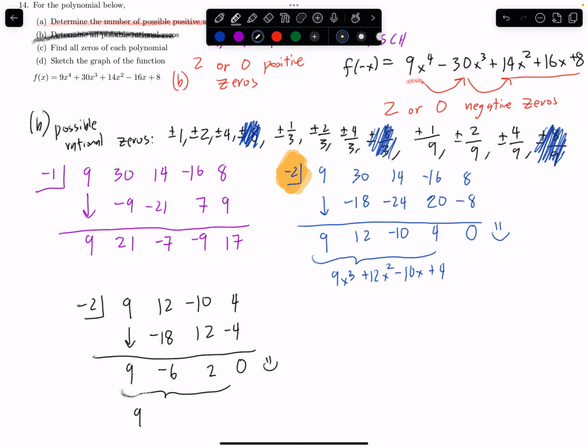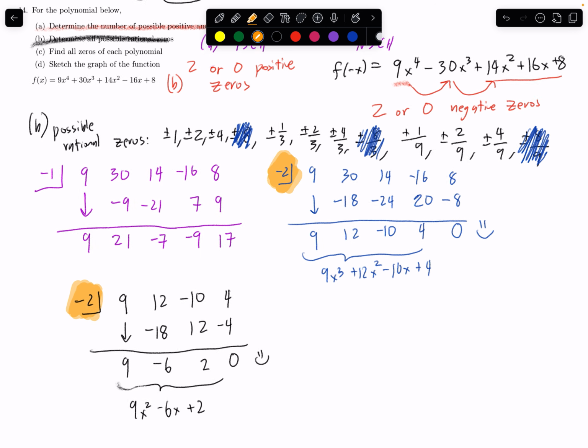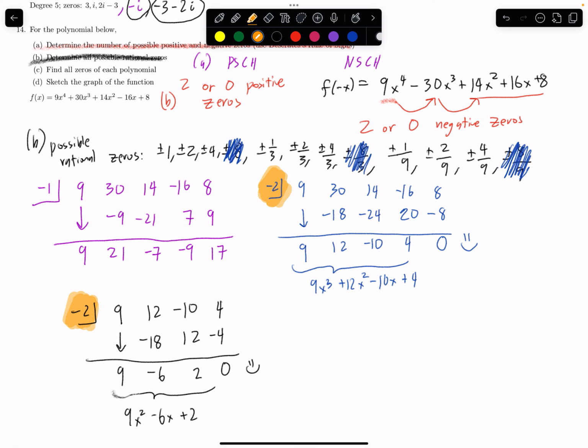Nice. So that's 9x squared minus 6x plus 2. Okay, at this point, I have a quadratic. So I found 2 of my zeros. In fact, I found 2 of the negative ones. And now I think about it, guys, I should have known, because once I found 1 negative, I knew there was going to be another negative, right? Because it's got to be 2 or 0. If I find 1, there's got to be another one somewhere. And so I got kind of lucky that negative 2 was the same root again.